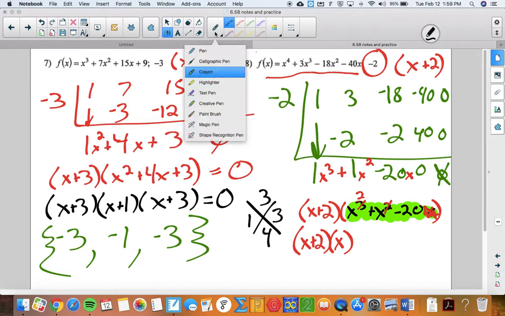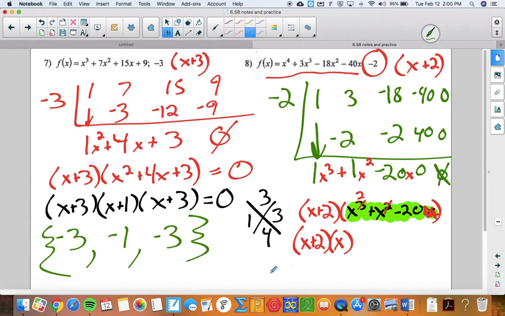Numbers that multiply to negative 20 and add to 1. Positive 5, negative 4, right? So that means that this x squared plus x minus 20 can be factored more completely and written as x plus 5 times x minus 4.